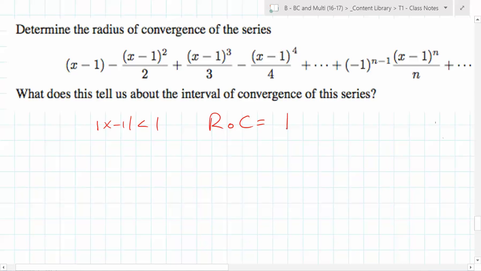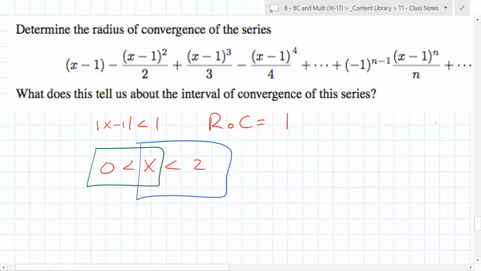Now, I could ask you, what is the interval? And you would say, yes, x between 0 and 2. But what do you still have to test if I asked you for that? You have to test the endpoints. Plug in 0. What do you get? Oh, does this look familiar? Yeah, we just did this one. Did 0 work?